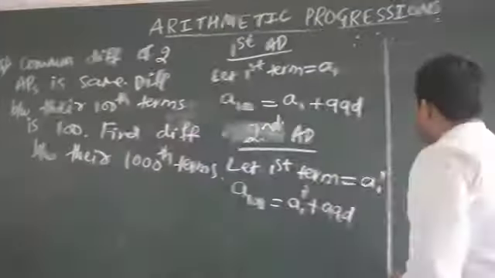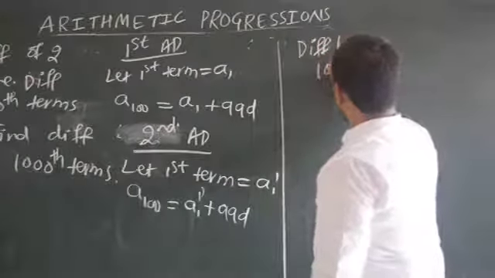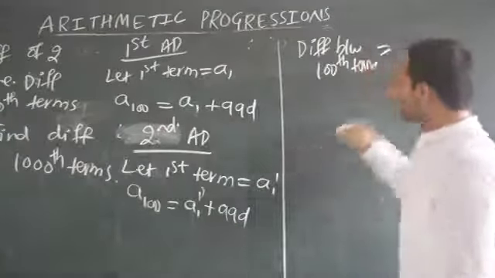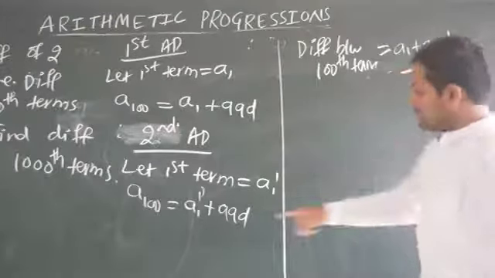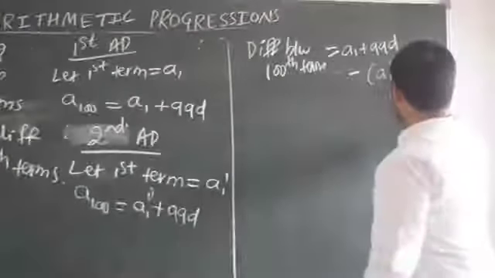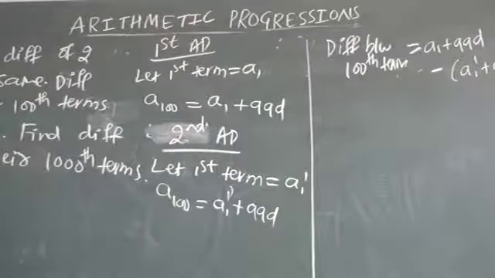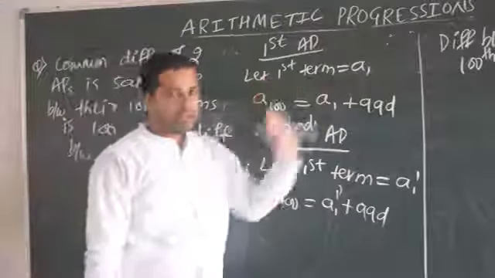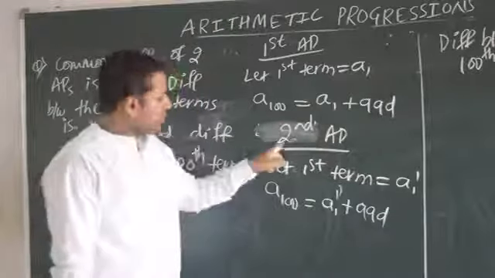Now the difference between the 100th terms is equal to, what will happen? Here is a1 plus 99d, minus this, the 100th term of the second AP, so it becomes a1 dash plus 99d. Okay, observe this. Let me repeat that once again. What is the flow of this problem? I have taken the first AP. What is the first term? a1. Then what will be the 100th term? a1 plus 99d. Clear? Now let me take the second AP.